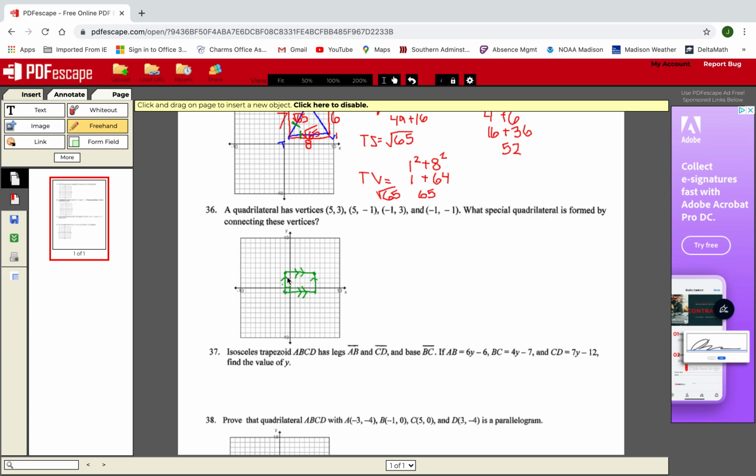What kind of figure are we looking at? That is in fact a rectangle. Good. Okay, type that out here.